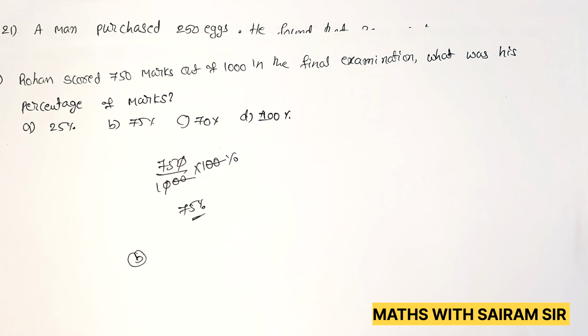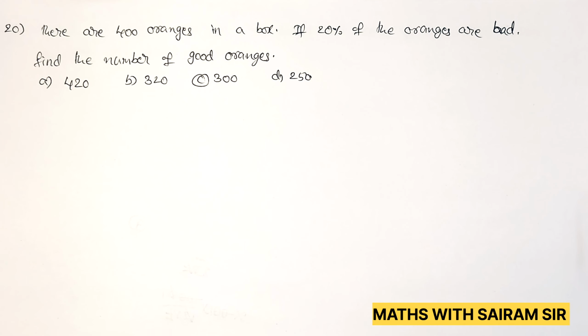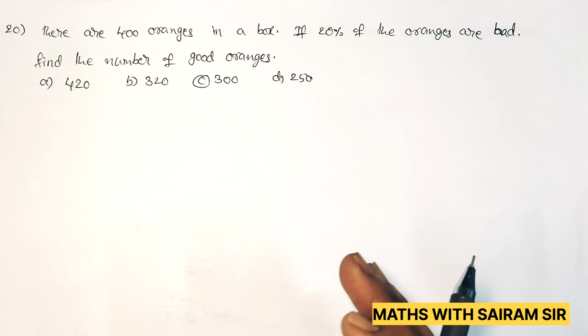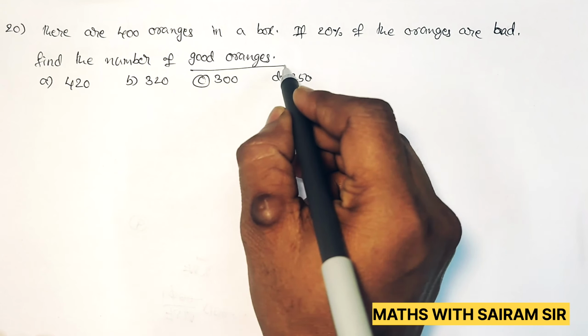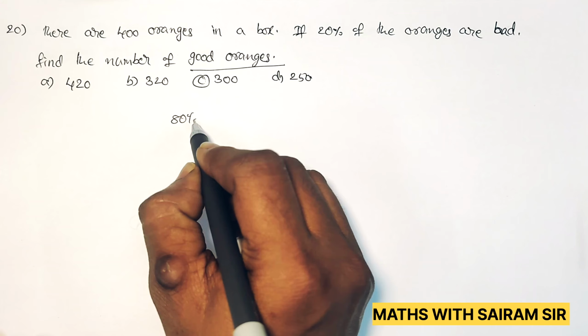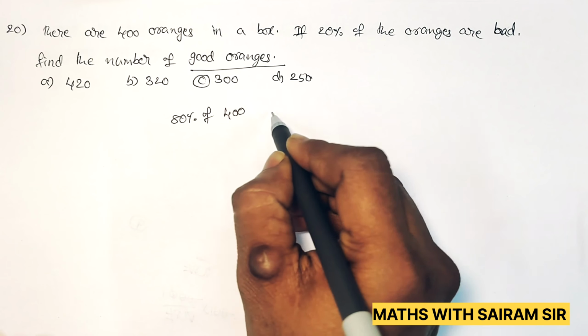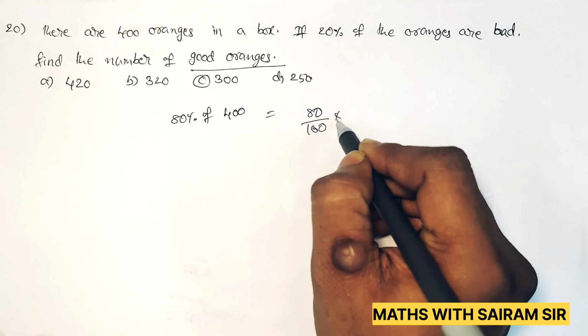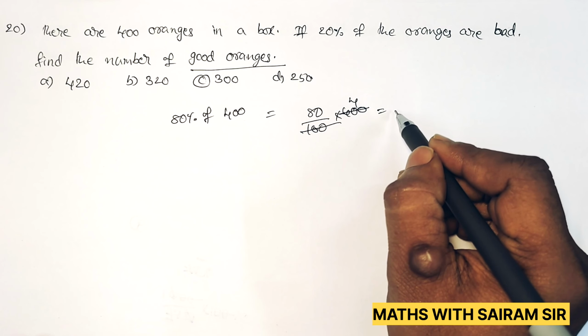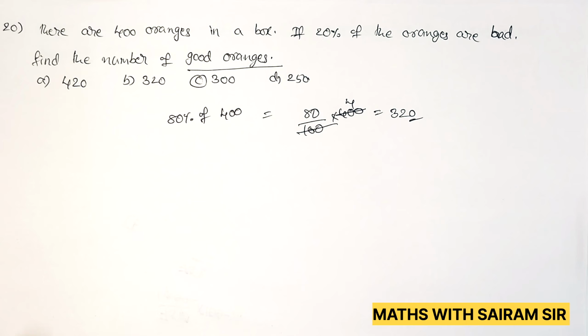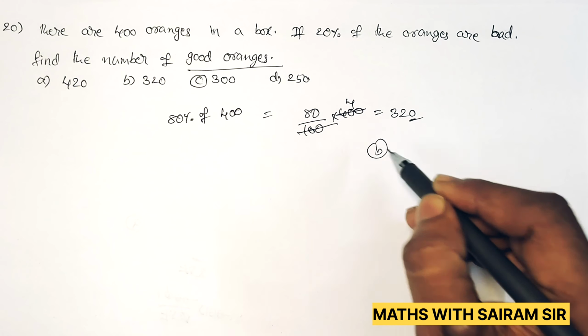Okay, now let us see this next question. There are 400 oranges in a box. If 20% of oranges are bad, find the number of good oranges. Okay, so out of 100%, 20% are bad means 80% are good. So 100 minus 20 is 80. We are asked to find the number of good oranges, which means 80% of the total, that is 400. That is 80 by 100 into 400. So 100 ones are 100, 4 times 80 is 320. So the number of good oranges is 320. So option B is the correct one.